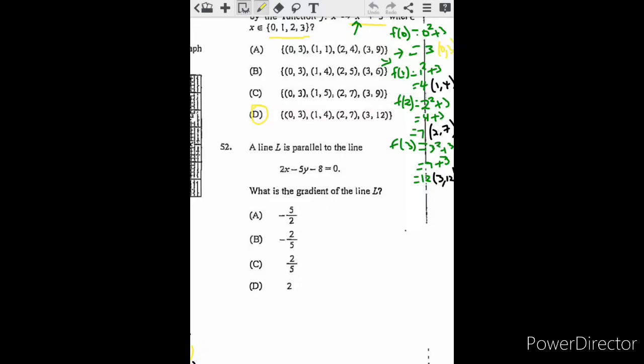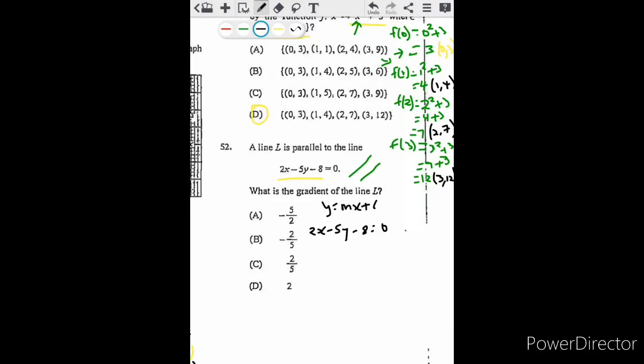Once again, as we previously did in question 50, we know the equation of a line, and parallel lines are lines that are in the same direction, but they do not touch. So therefore the gradient will be the same. It's in the same direction, it looks the same. And our equation of a line is y is equal to mx plus c. So we need to rearrange our equation to make y the subject of the formula.